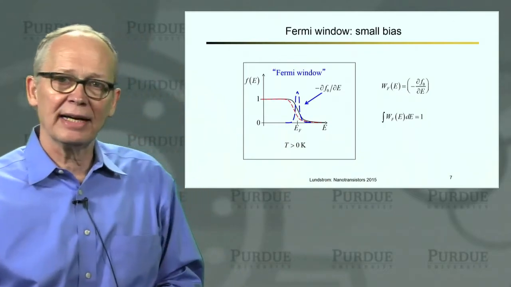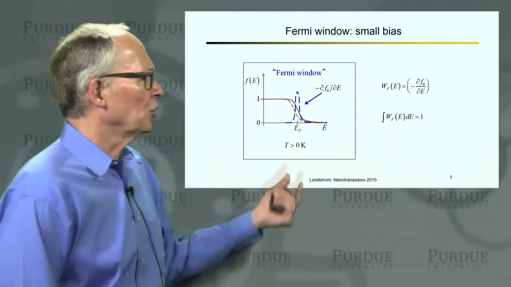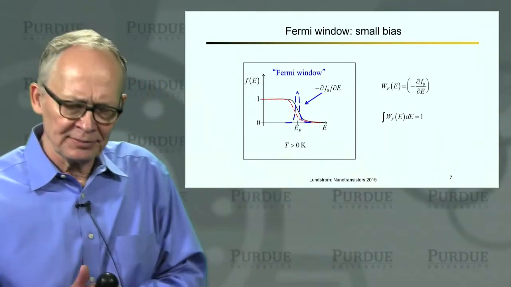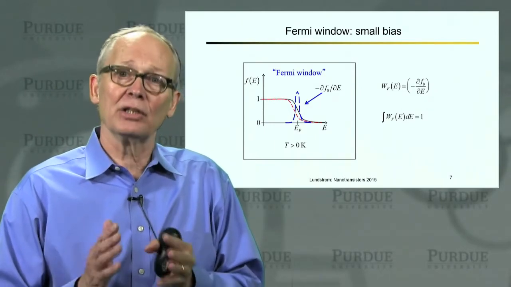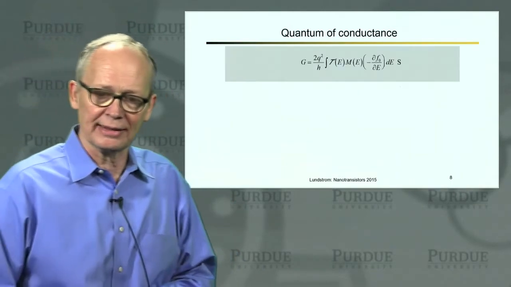If you integrate that across all energies, you'll see that it integrates to 1. So when it's narrow, with a width of a few kT, and it has an area of 1, it's going to look like a delta function. And in some cases, it will be convenient to treat it as a delta function.